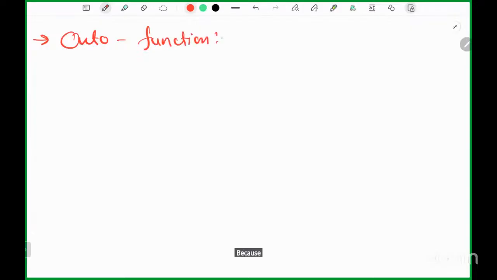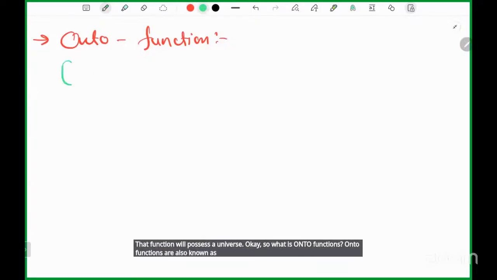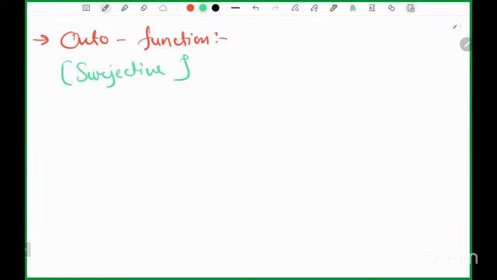Because the inverse function is nothing but the combination of 1-1 and onto function. So if a function is both 1-1 and onto, that function will possess an inverse. Okay. So what are onto functions? Onto functions are also known as surjective functions. Surjective means onto. Injective means 1-1.